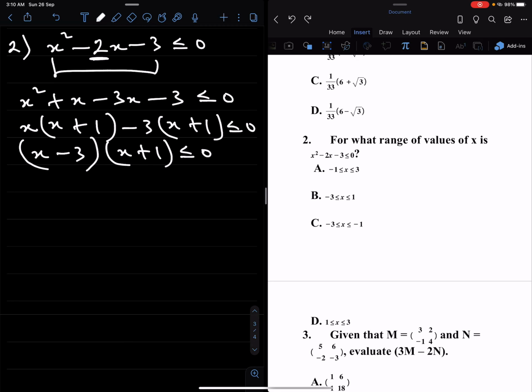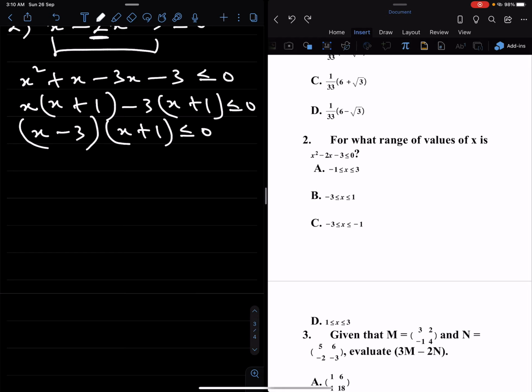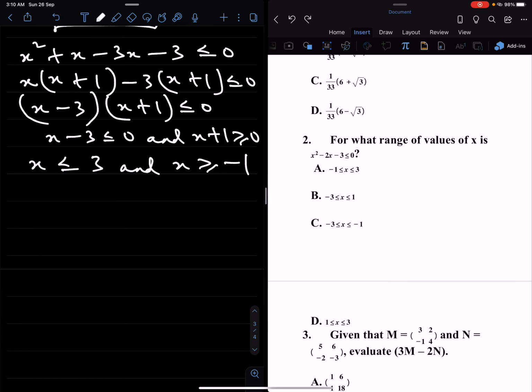Now, when two factors are multiplied to give a result that is less than or equal to 0, it means the first one is less than or equal to 0 and the second one is greater than or equal to 0. In other words, one of them has to be positive while the other is negative, or the first one is negative while the other is positive. So those are the conditions we consider to find the range of values of x that satisfy the inequality. So this simply means x is less than or equal to 3 and x is greater than or equal to minus 1. The second condition should be that x minus 3 is greater than or equal to 0 and x plus 1 is less than or equal to 0.